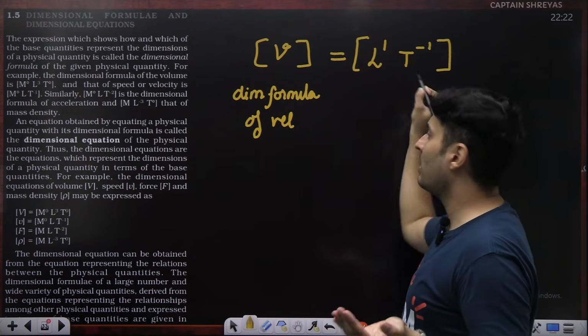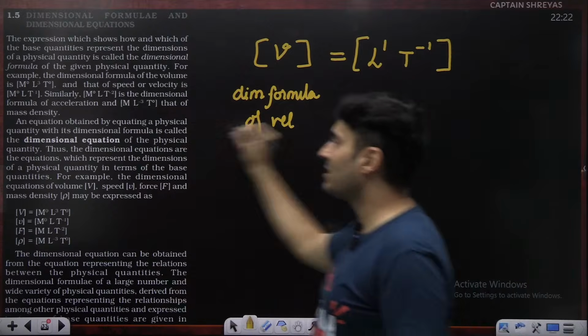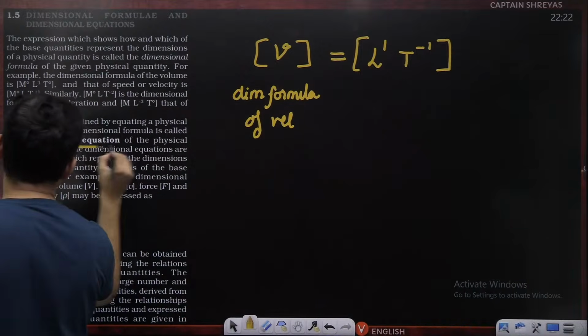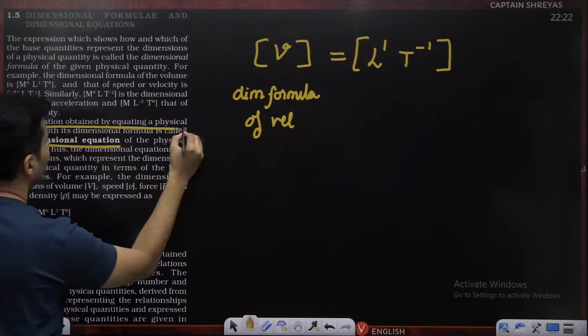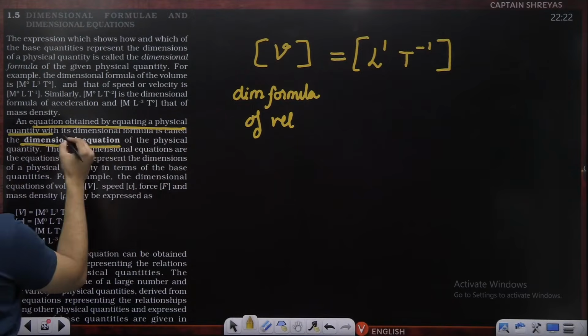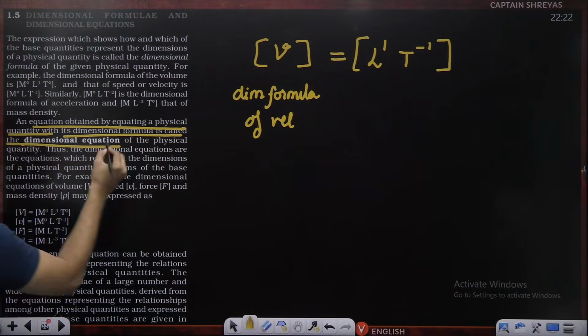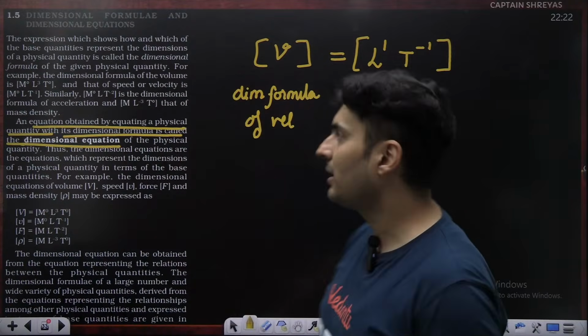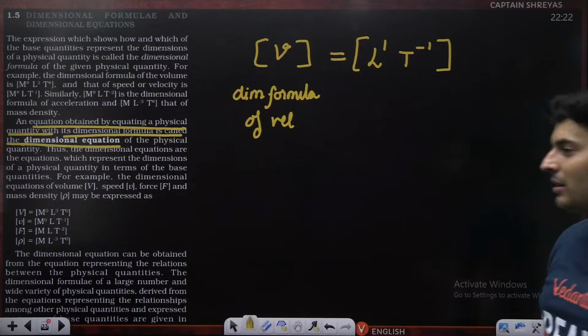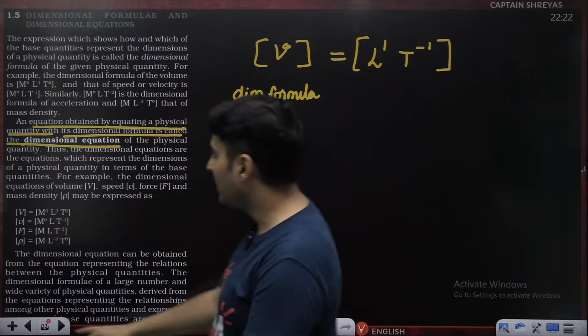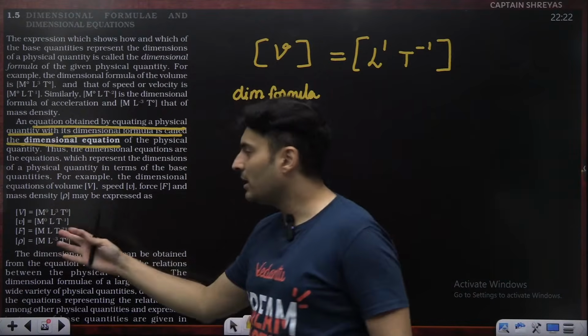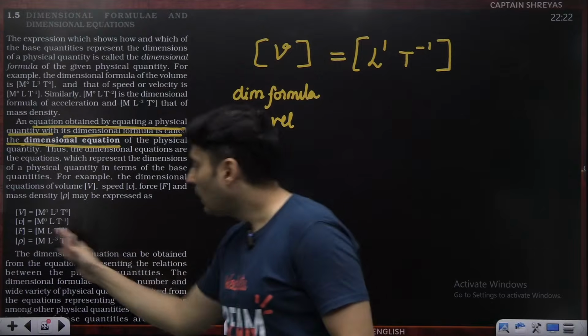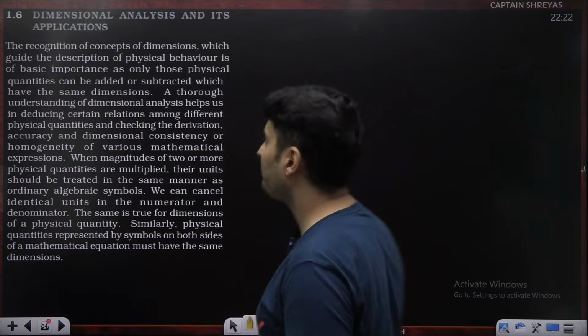So you complete the square bracket. So this becomes your dimensional equation. An equation with the physical quantity and its dimensional formula is called a dimensional equation. As simple as that. That is what is explained over here, not anything of very significance. So velocity, force, density, all these are dimensional equations.